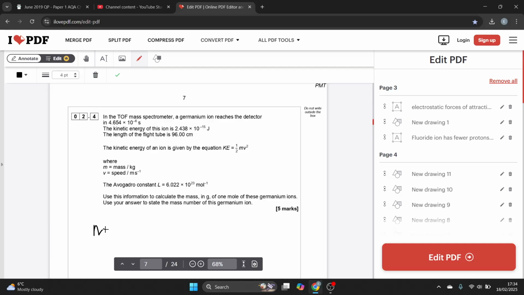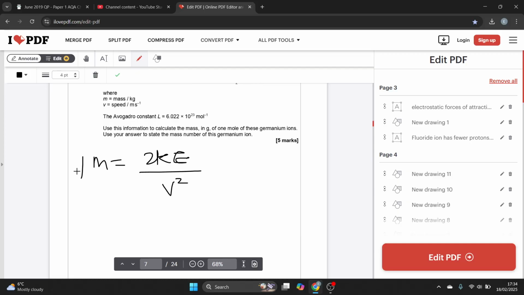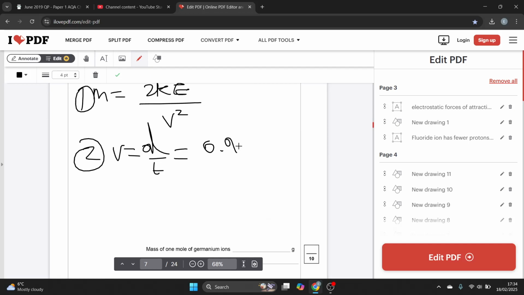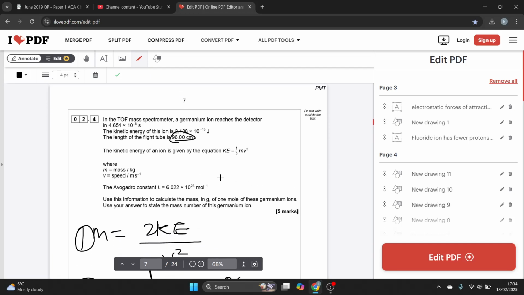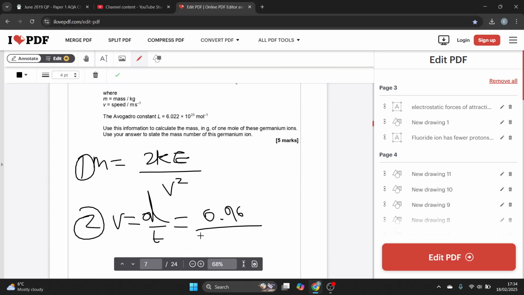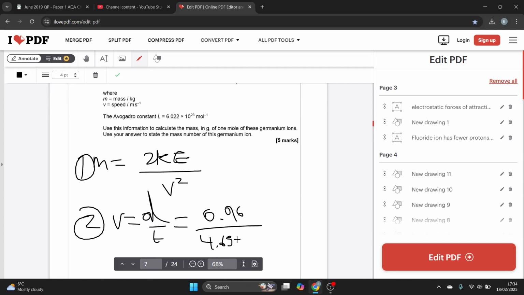So mass equals 2KE divided by v squared, that's the first equation. Then the second one, velocity is distance divided by time. So it's going to be 96 centimeters, converted to meters, so 0.96 divided by the time, which is 4.654 times 10 to the power minus 6 seconds.